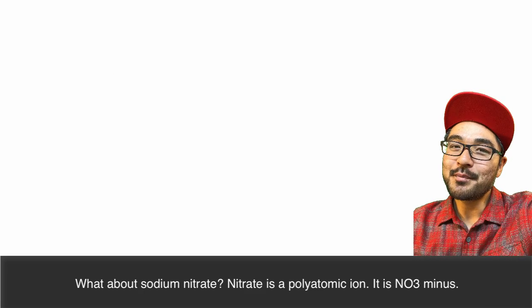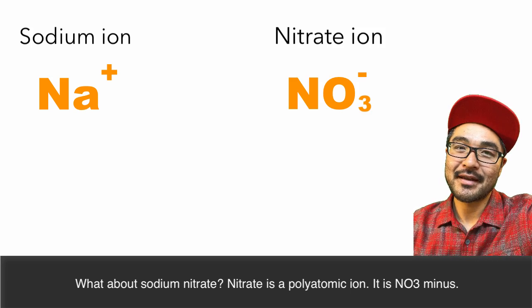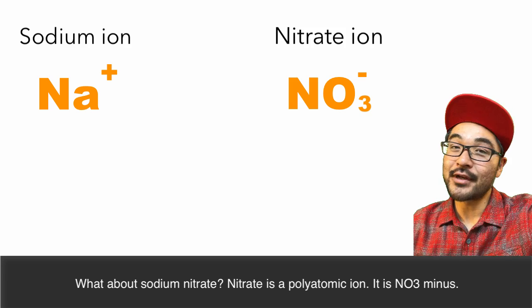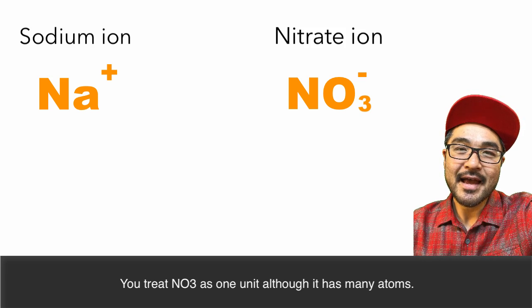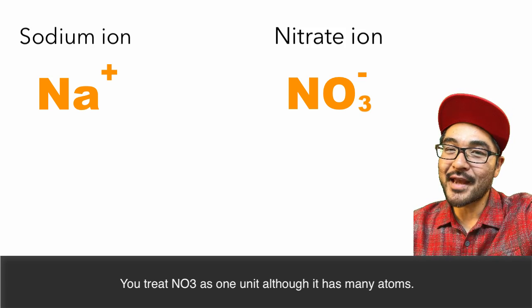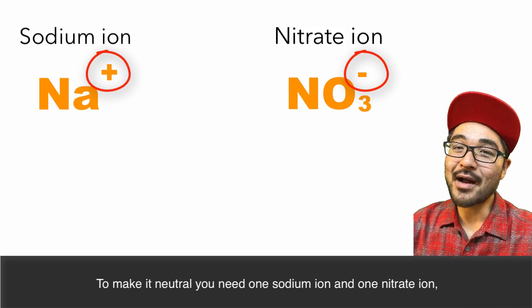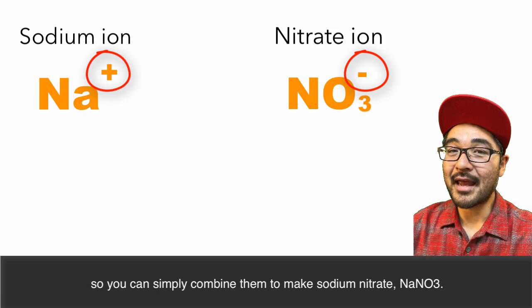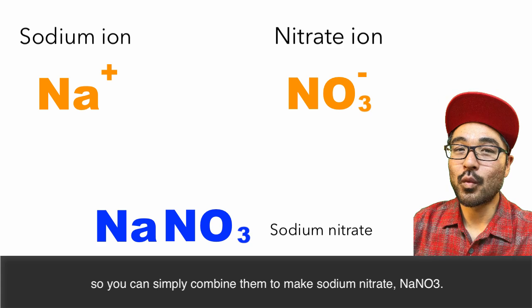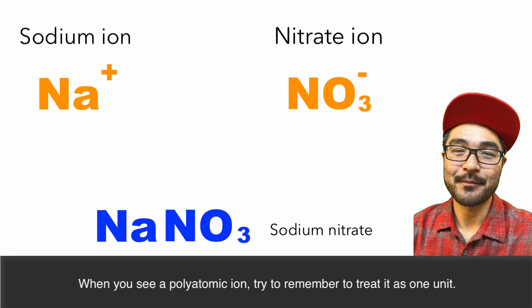What about sodium nitrate? Nitrate is a polyatomic ion. It is NO3-. You treat NO3 as one unit, although it has many atoms. To make it neutral, you need 1 sodium ion and 1 nitrate ion. So you can simply combine them to make sodium nitrate, NaNO3. When you see a polyatomic ion, try to remember to treat it as one unit.